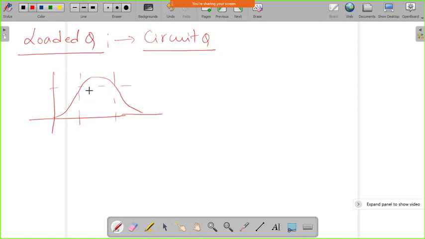In general, the loaded Q depends on the source resistance. It depends on what components are there in the circuit. So the loaded Q depends on the source resistance, and it depends on the load resistance.